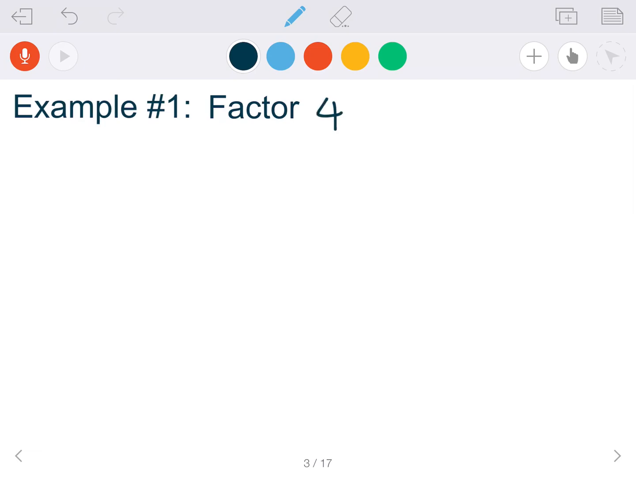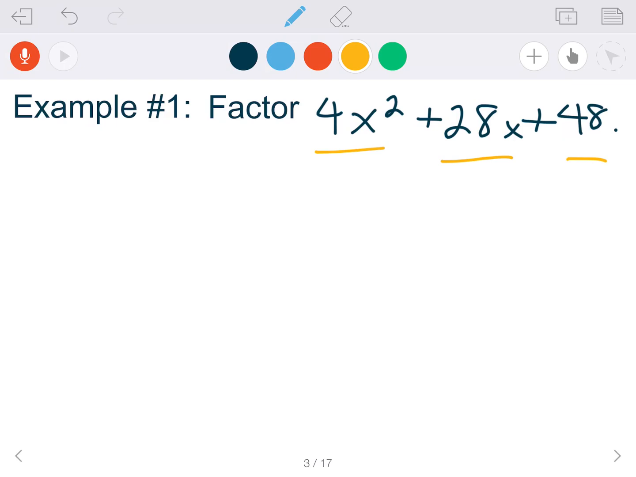Let's factor the polynomial 4x squared plus 28x plus 48. Now again, I will be using GCF. So I'm looking for the GCF of 4x squared and 28x and 48. So I know off the top of my head, just by looking at this, that the GCF is 4. Again, if you're not sure how I got that, please watch my GCF video.